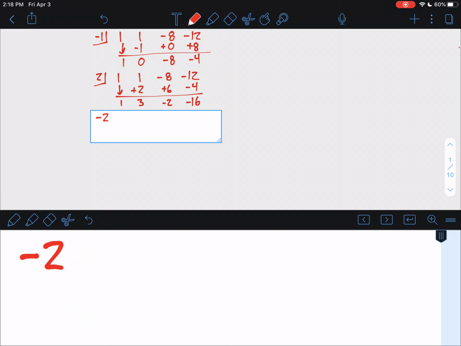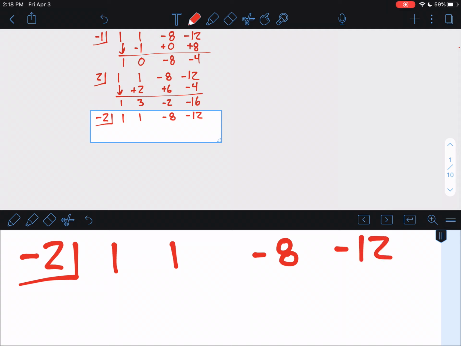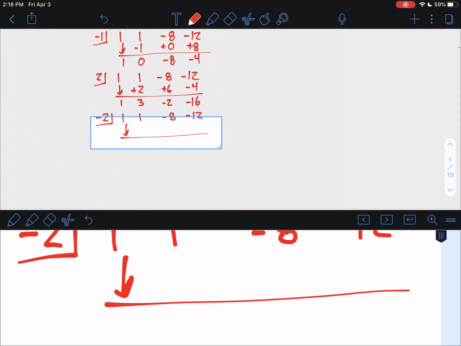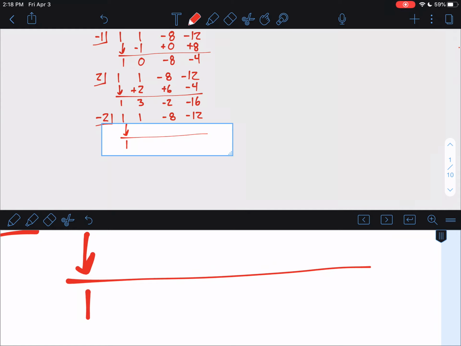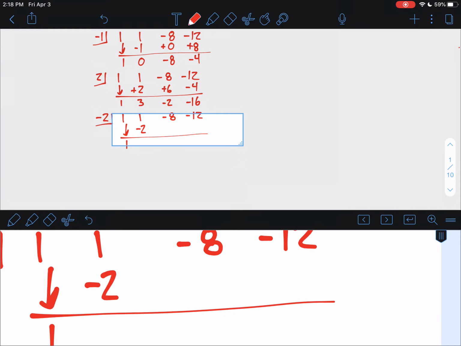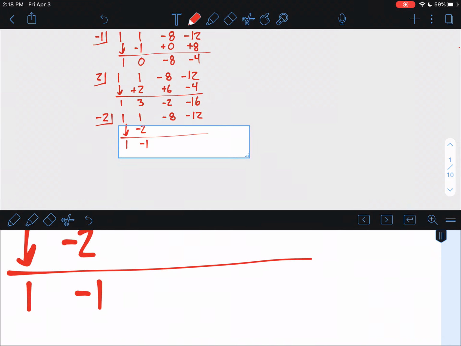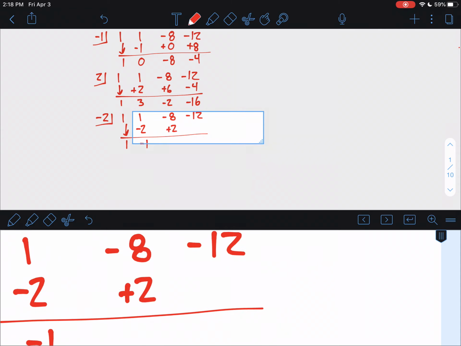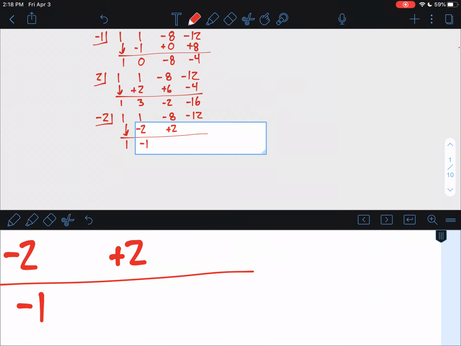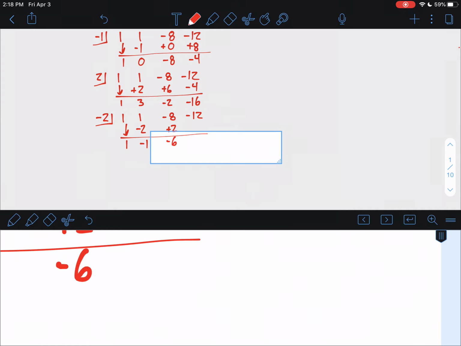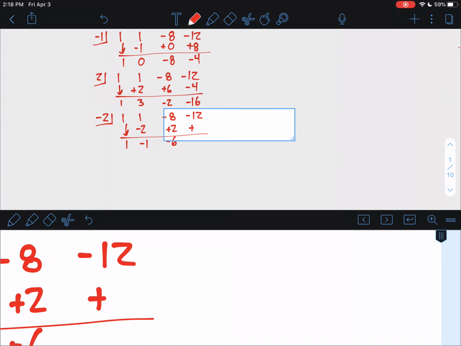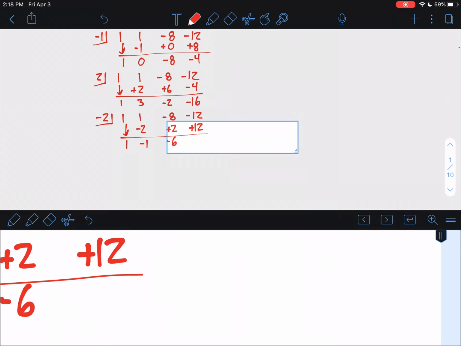Next number we're testing, negative 2. We got 1, 1, negative 8, negative 12. So bring down the 1. So negative 2 times 1 is negative 2. 1 minus 2 is negative 1. Negative 2 times negative 1 is positive 2. Negative 8 plus 2 is negative 6. And negative 2 times negative 6 is positive 12. And then negative 12 plus 12 is 0. So since that last number there is 0, that means my first 0 on this polynomial is negative 2.